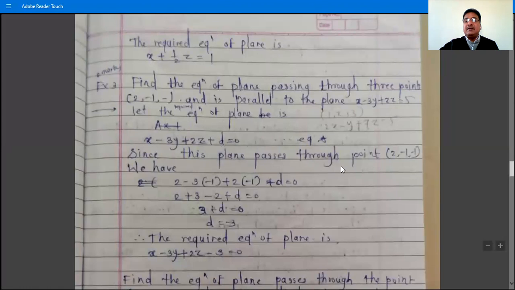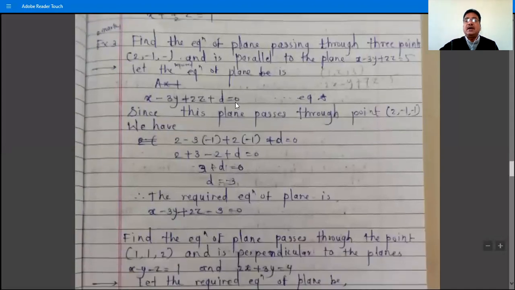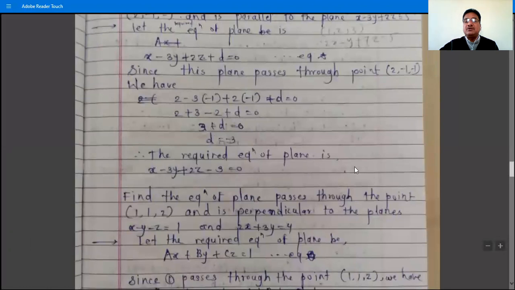And since this plane passes through the point 2, minus 1, minus 1, this point satisfies this equation. That is, substitute x as 2, y as minus 1, and z as minus 1. So we have 2 minus 3 into minus 1 plus 2 into minus 1 plus d is equal to 0. And therefore we have the answer of d as minus 3. And therefore the required equation of plane is what? x minus 3y plus 2z, substitute the value of d as minus 3, is equal to 0.